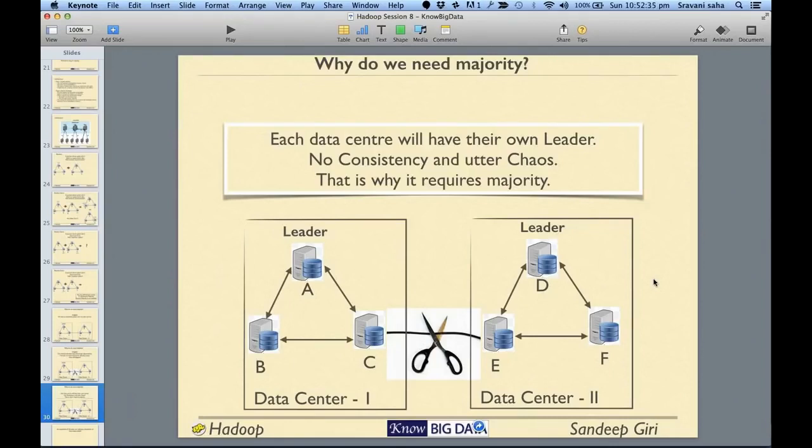Therefore this rule comes in: if more than 50% are available, there can be only one leader, no matter how the partition happens. Either there will be no leader at all, or there will be only one leader in case this kind of partitioning of the network happens. Sounds good?